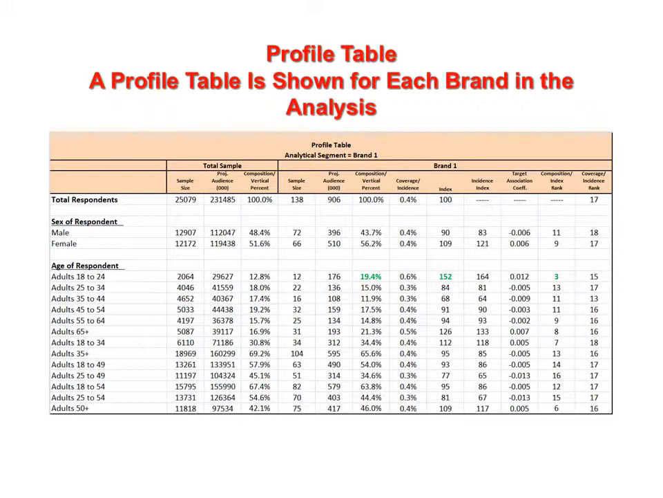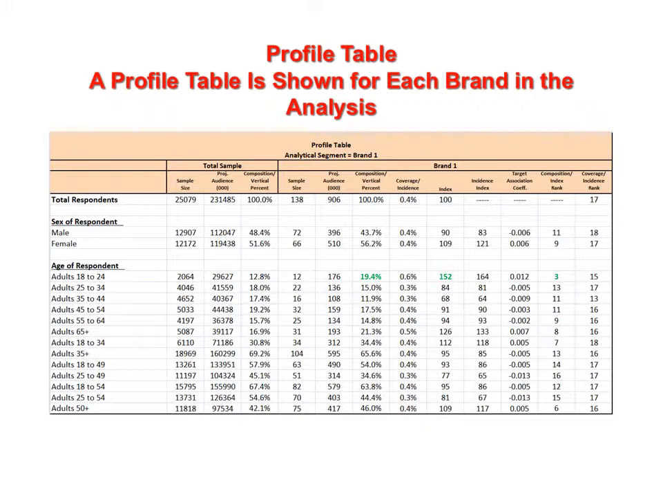Specifically, for the brand that is being analyzed, 5 traditional metrics are provided. These include sample size, projected audience, composition, coverage, and index. The first 3 of these metrics, sample size, projected audience, and composition, are also provided for the total sample, which in this case is adults 18 plus.